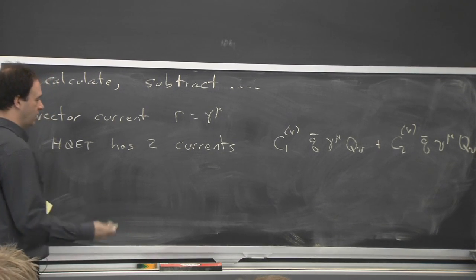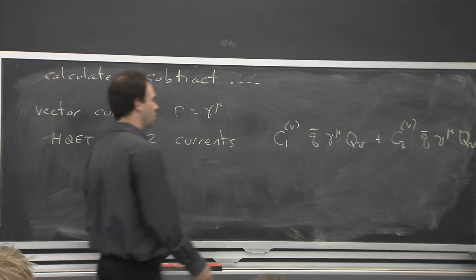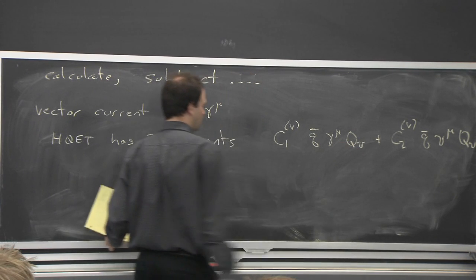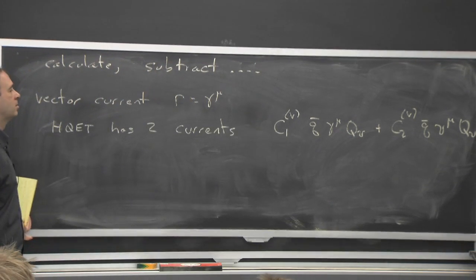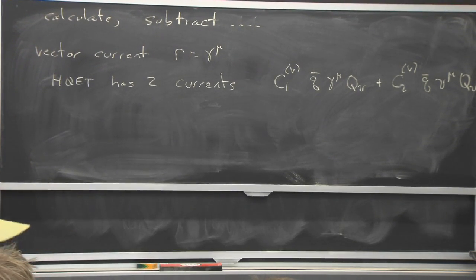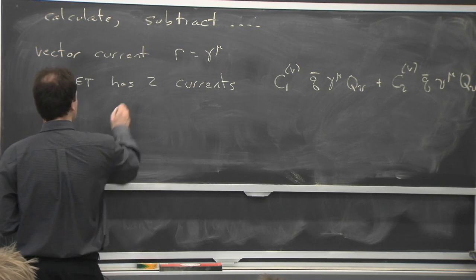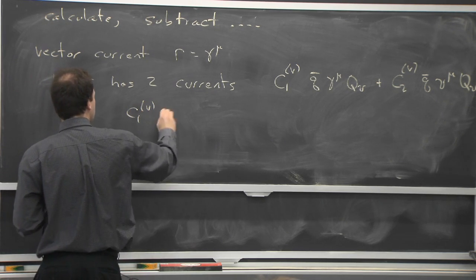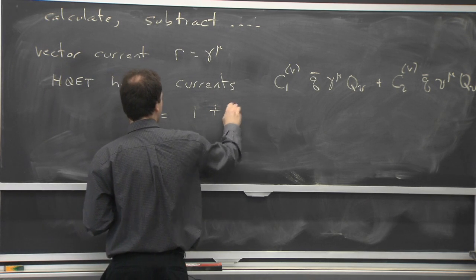So v^mu wasn't an external thing in QCD. It was part of the dynamics. Here it's an external thing, so it's allowed to replace gamma^mu as one of the structures. And if you go through the calculation, this is just to show you what the result looks like.